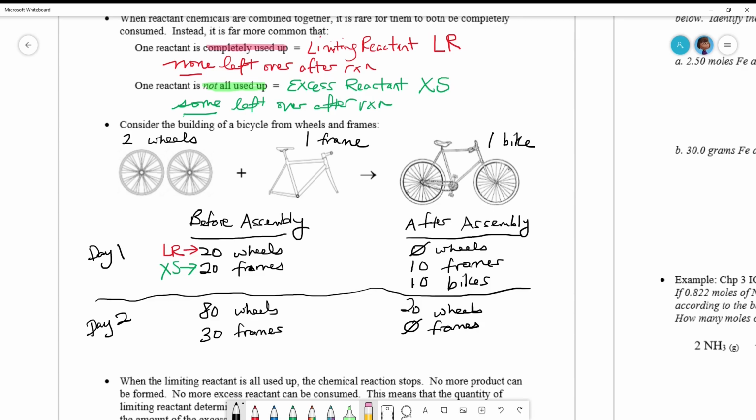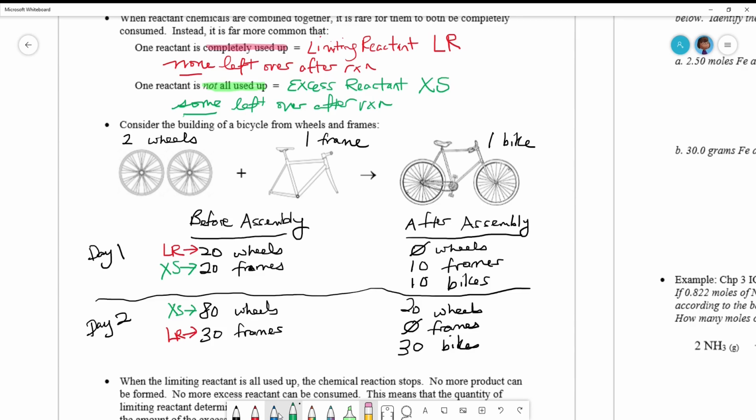And at the end of the day, how many bikes will you have built? Well, you'll have built 10 bikes. So this is the opposite scenario. In this case, the frames are the limiting reactant, while the wheels are in excess. The wheels are in excess. We had too many wheels. Okay, so this is the basic idea of a limiting reactant problem.